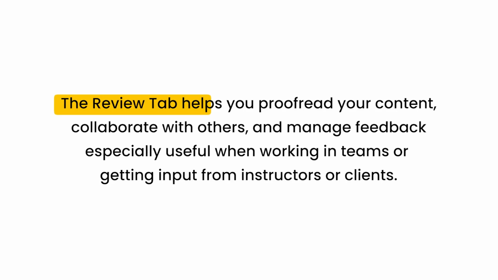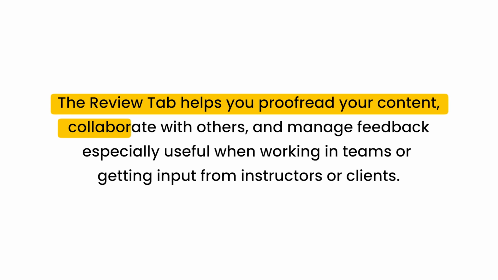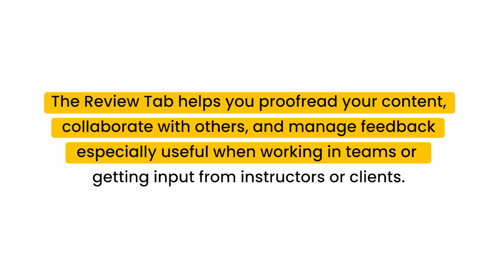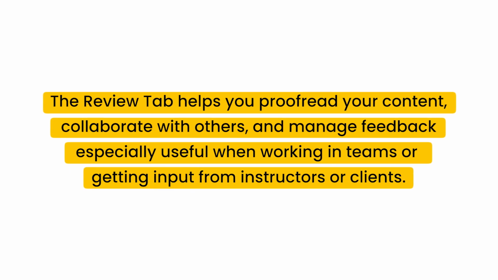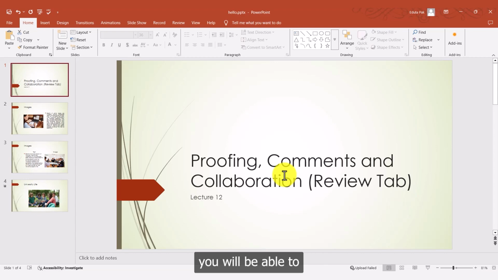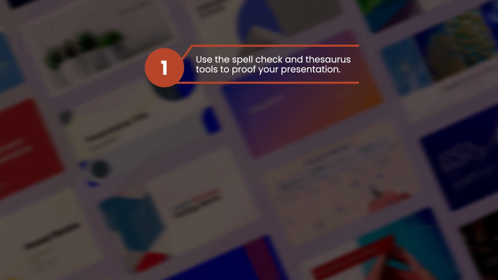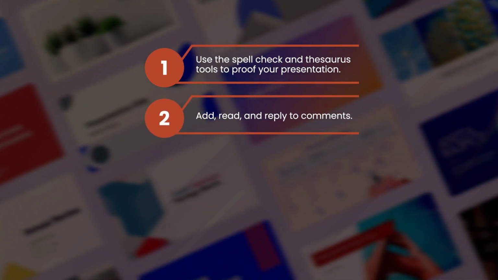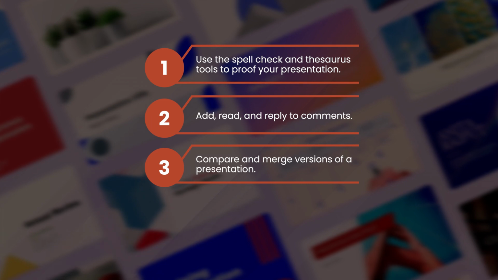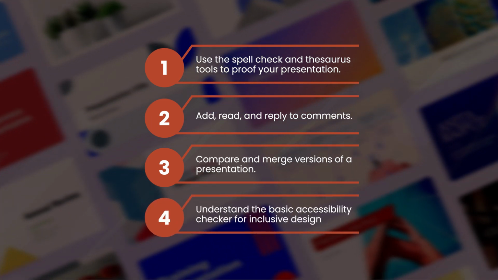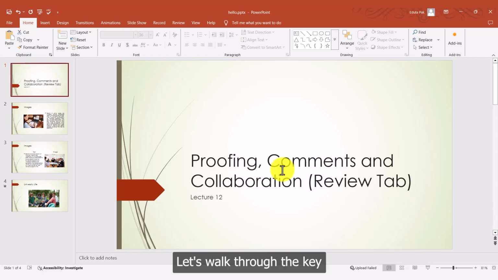The Review tab helps you proofread your content, collaborate with others, and manage feedback, especially useful when working in teams or getting input from instructors or clients. Objectives of this lecture. By the end of this session, you will be able to use the spell check and thesaurus tools to proof your presentation, add, read, and reply to comments, compare and merge versions of a presentation, and understand the basic accessibility checker for inclusive design. Let's walk through the key sections of the Review tab step by step.